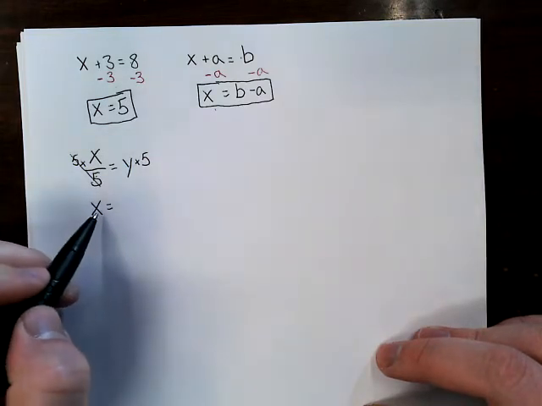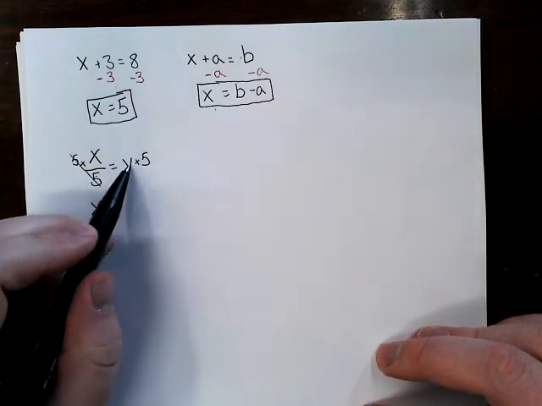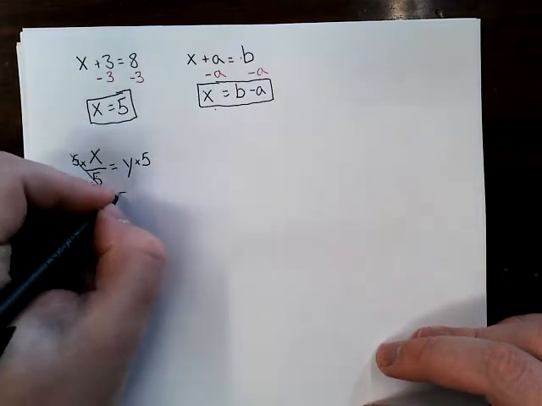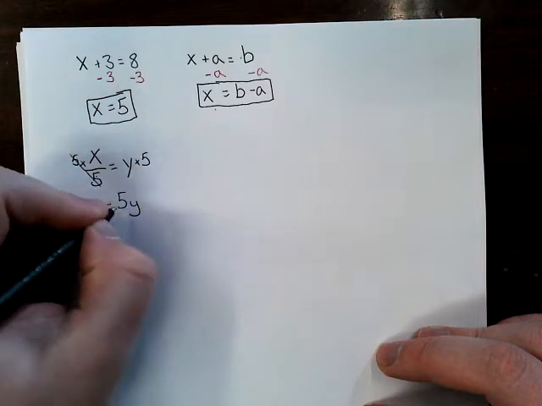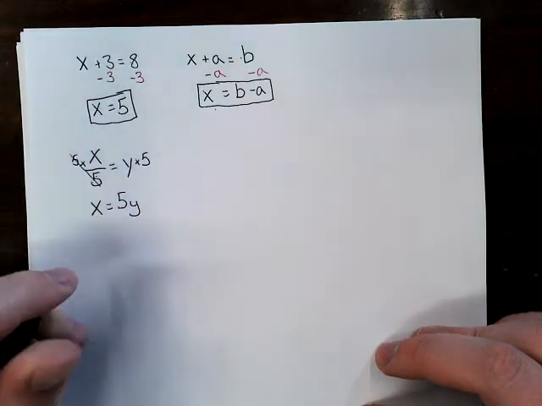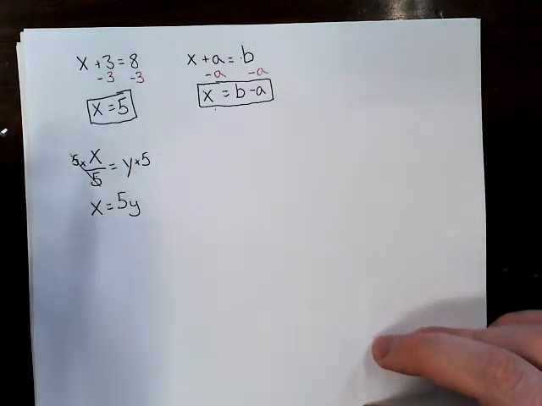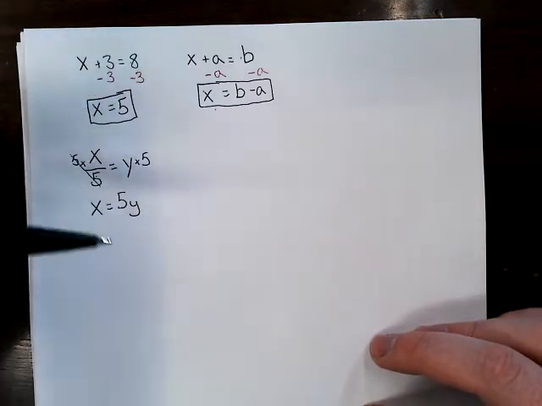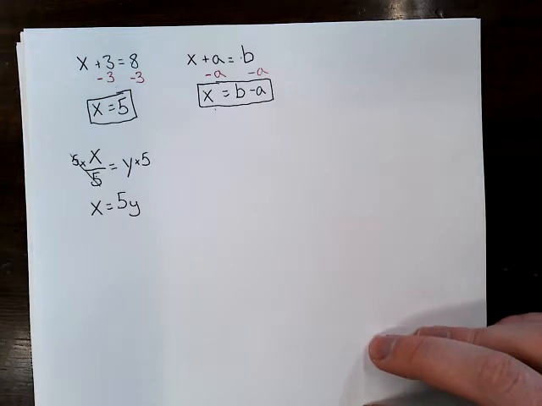So we have x equals, and on this side we have y times 5. Another way we could write that is 5y. Remember, when two things are next to each other, that implies multiplication. So again, as long as we apply this idea of opposite operations, we could solve any amount of questions.